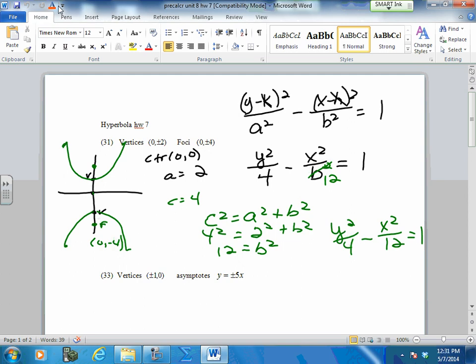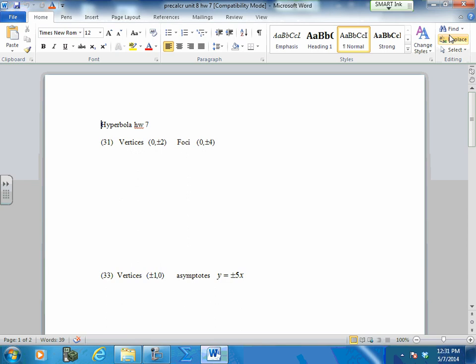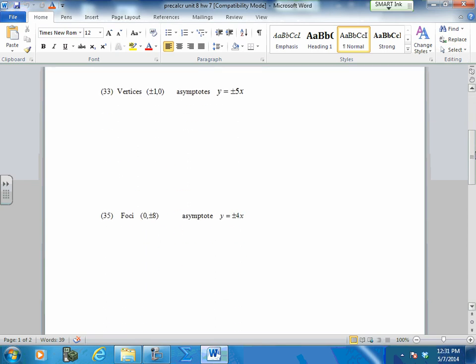We can do the circle. You okay with that? Let's do one more. Okay, let's do one of the asymptote type. To the back. No, it's right underneath this one.